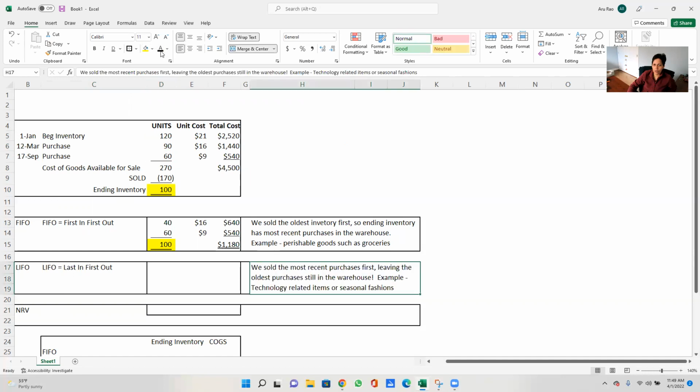So here what we're doing is we are saying we sold the most recent purchases first, leaving the oldest purchases still in our warehouse. So what would be a good example here? Anything that's technology related or seasonal fashions. The reason companies do this is because for those items, they get the highest price when they first buy it.